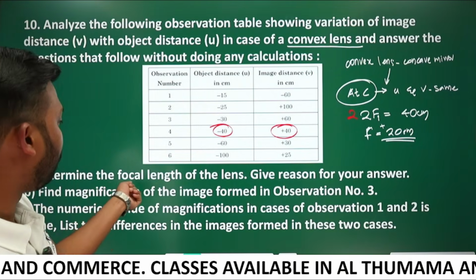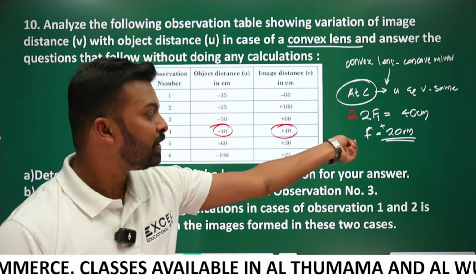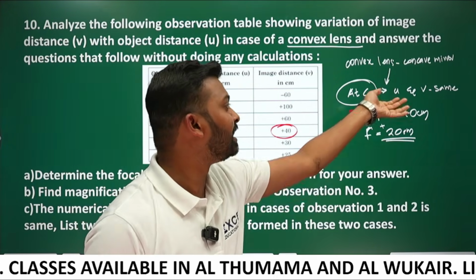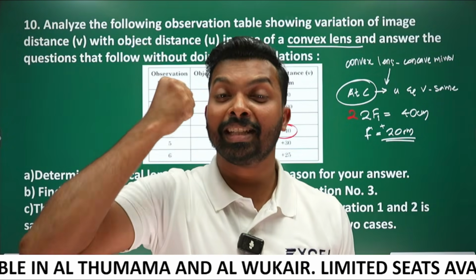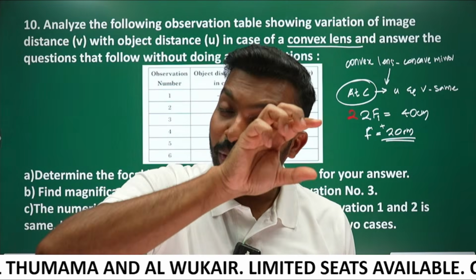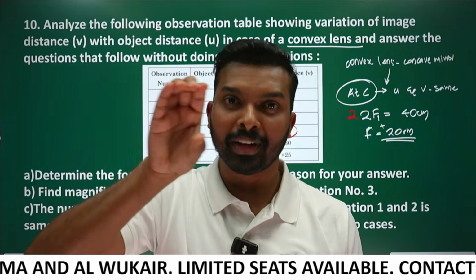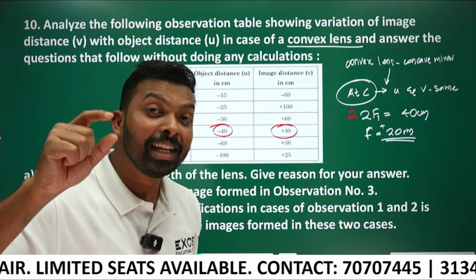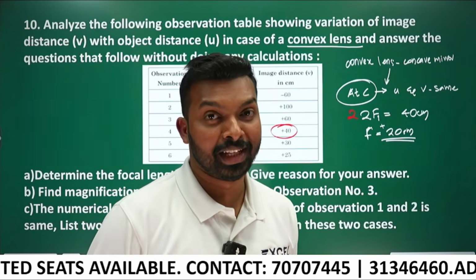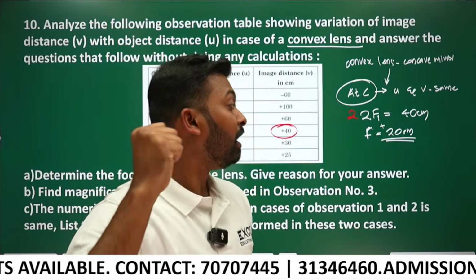Determine the focal length of the lens, give reason for your answer. So here is the answer and here is the explanation. Clear or not? Whenever you are asked any reason-based questions, make sure you write the theory behind it. The perfect physics should be explained. Clear or not? Okay, let's go for the next question. This is actually a 5-mark question, so you should be careful in finding the answers.